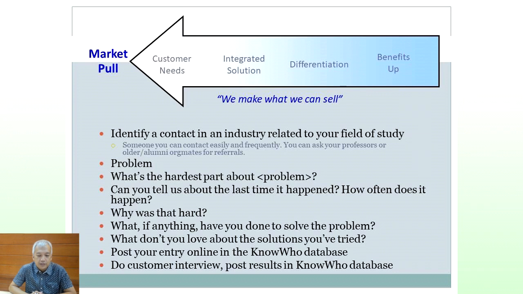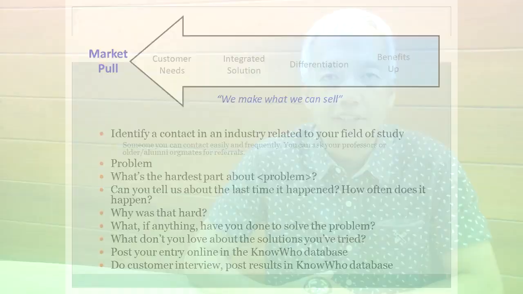And then your facilitator will tell you how to post your entry online so that it can be shared with the class, and also to review your candidate and see whether it satisfies the metrics for this course. Once your professor approves, please proceed with the interview and then upload the results of your interview online. So the Know Who activity helps us assess market side opportunities and see whether we can get some industry interest in the opportunity.